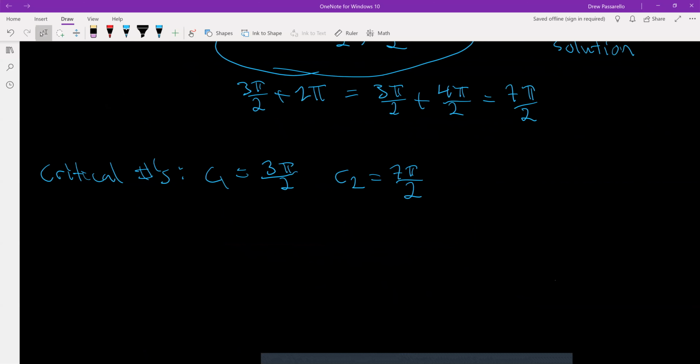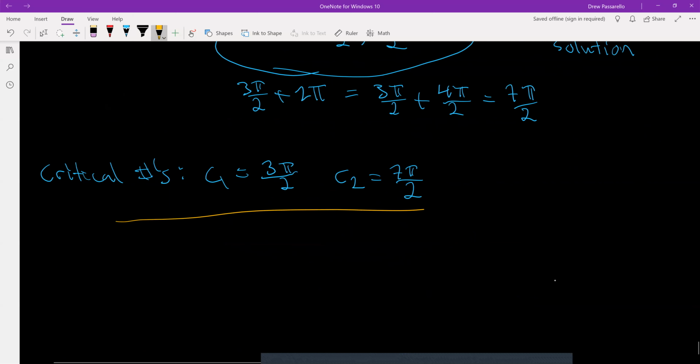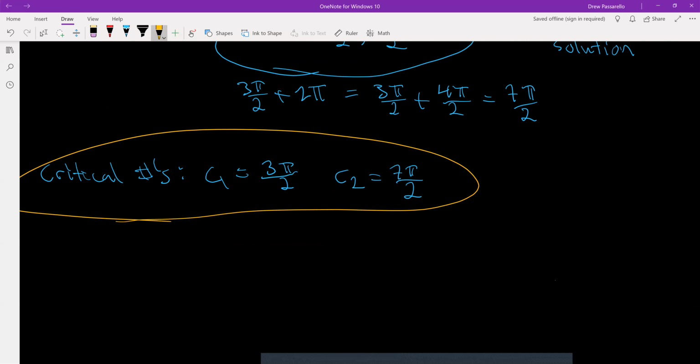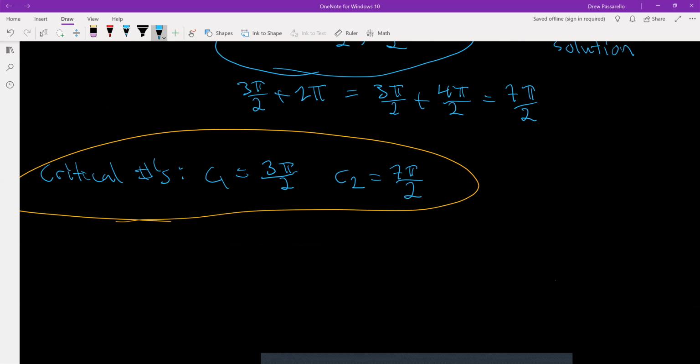All right, so now that I have these critical numbers, I need to plug these into the second derivative and apply the second derivative test. So now plug these into the second derivative. And the second derivative was negative cosine x.